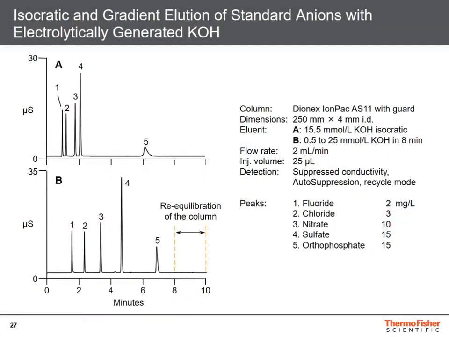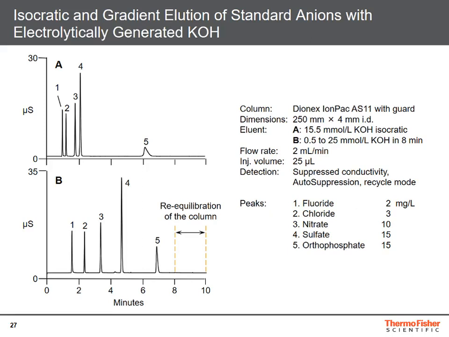This slide compares standard anion analysis under isocratic or under gradient elution conditions. The top chromatogram represents isocratic analysis using roughly 15 millimole per liter potassium hydroxide as a mobile phase. As we can see from this chromatogram, the first four components are easily separated to baseline, but then we have to wait a significant amount of time for the much more strongly retained orthophosphate. We also see the typical band broadening effect under isocratic conditions.